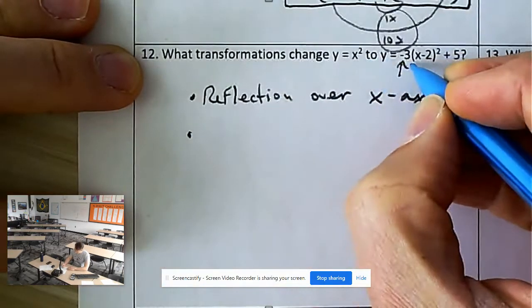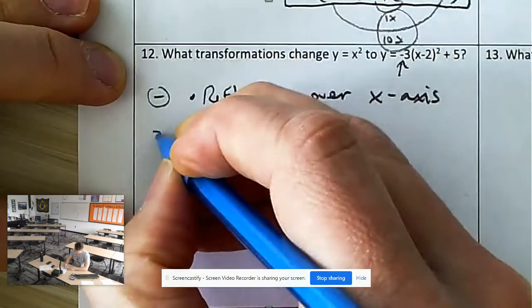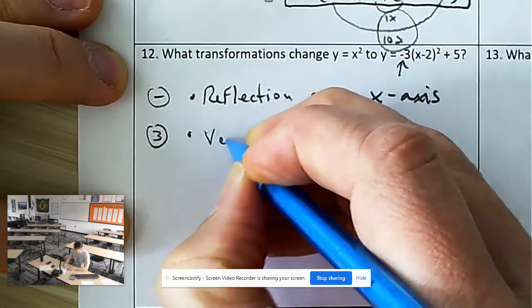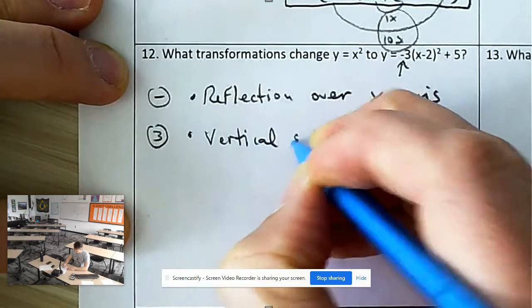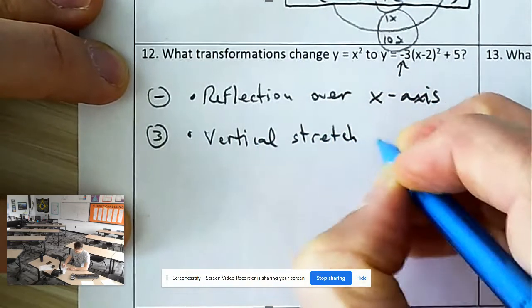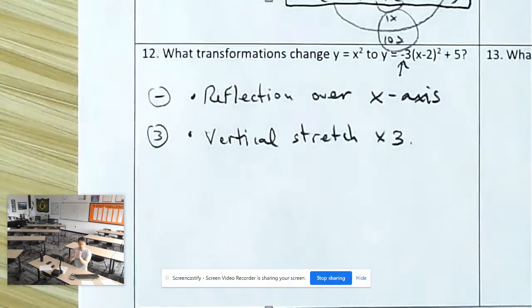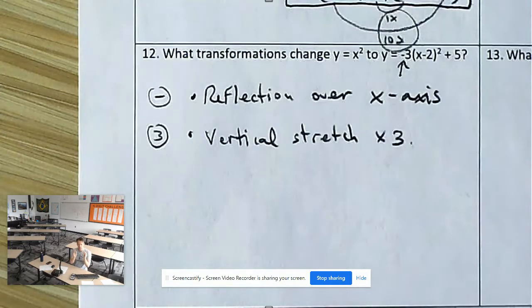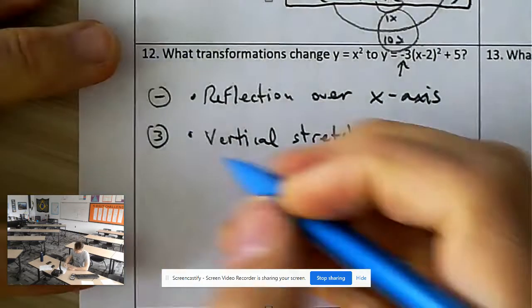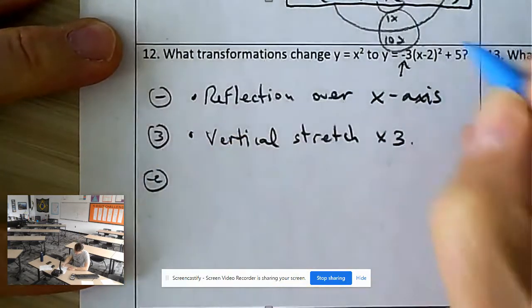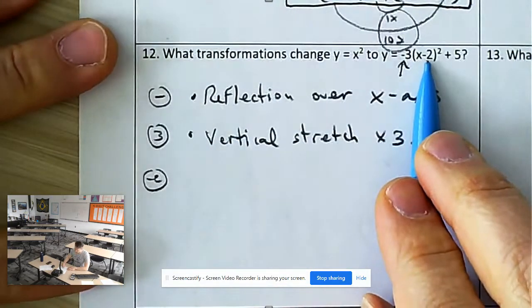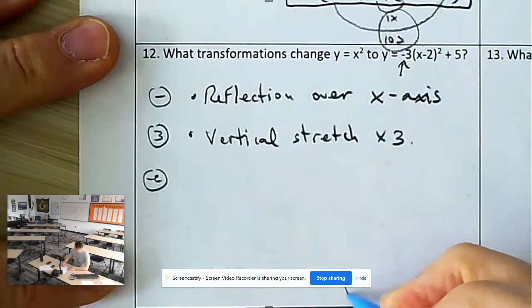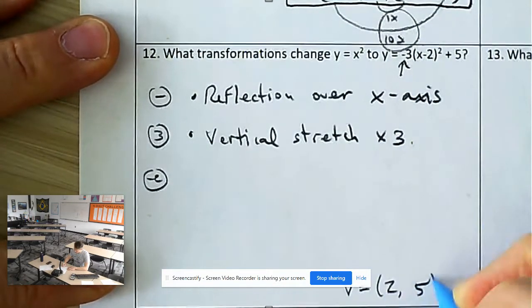The 3 is a vertical stretch by a factor of 3. Basically what we're saying is that it makes it taller by a factor of 3. Instead of going out 1 and up 1, it goes out 1 and up 3. So it's going to stretch in the vertical direction. The -2, well, that means that your vertex would be at the point, I'll put it here, the vertex is the point 2, 5.